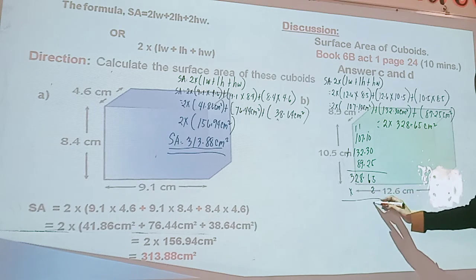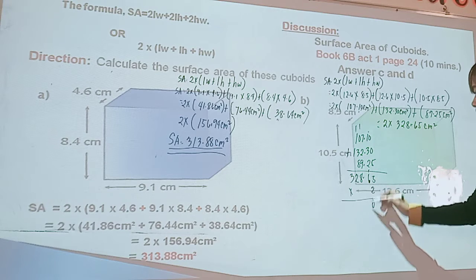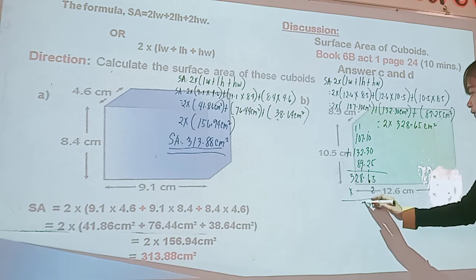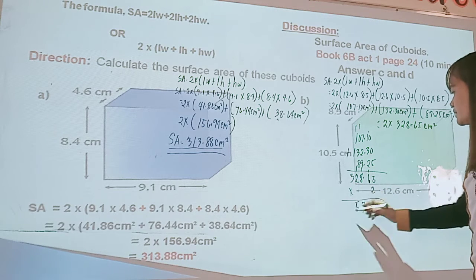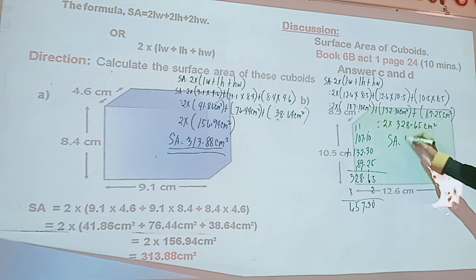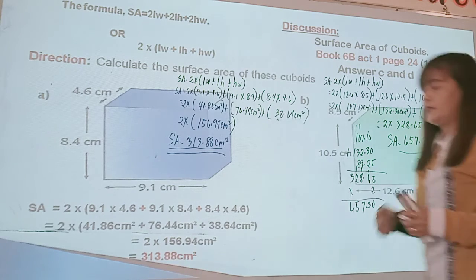Okay, 5 times 2 is equal to 10, carry 1. 2 times 6 is 12, plus 1 is 13, carry 1. 8 times 2 is 16, plus 1 is 17, carry 1. 2 times 2 is 4, plus 1 is 5. 3 times 2 is 6. How many decimal points do we have? So the surface area is equal to 657.30 centimeter square. Okay, class, this is the answer for letter B. Any questions?